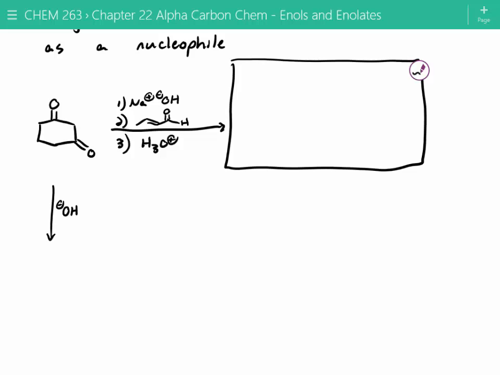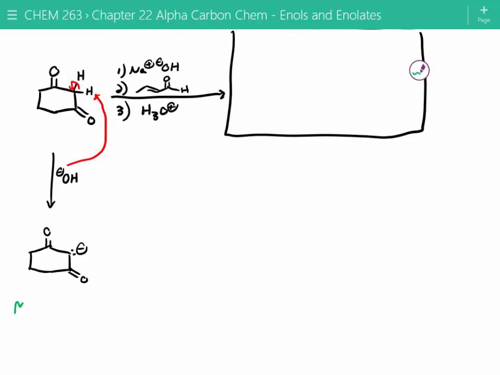Okay, so we've got really acidic alpha protons, pKa of about 9 or 10. The hydroxide will grab that, dump down electrons, so we've got a highly stabilized enolate. And this enolate is referred to as your Michael donor. And this Michael donor will react with our Michael acceptor, which is in step 2.